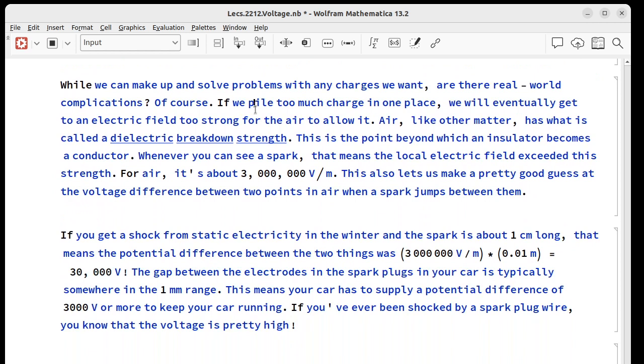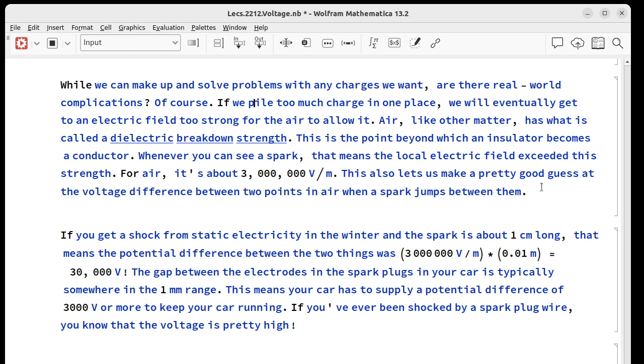Now, we can make up and solve problems however we want. We can say we have a 6 coulomb charge sitting here in a spot the size of an atom. Are there complications if we do this in the real world? Yes. If we put too much charge in one place, we eventually make an electric field so strong that we break the air around it. Air has what's called a dielectric breakdown strength, and so does all other matter. This is the point beyond which an insulator becomes a conductor.